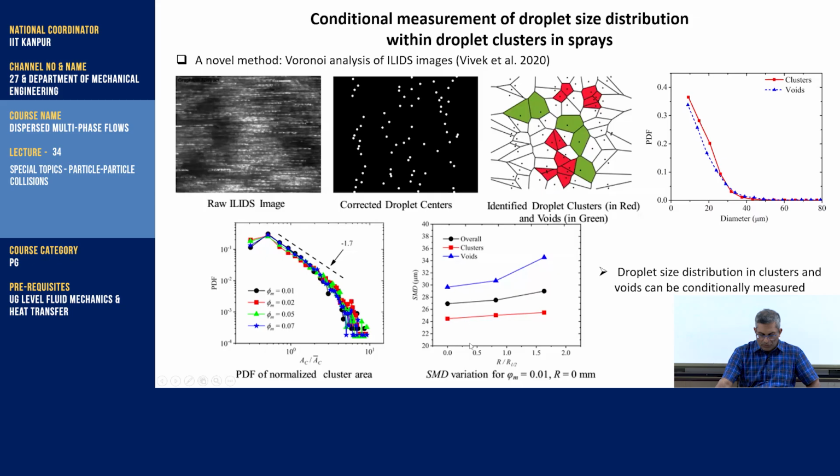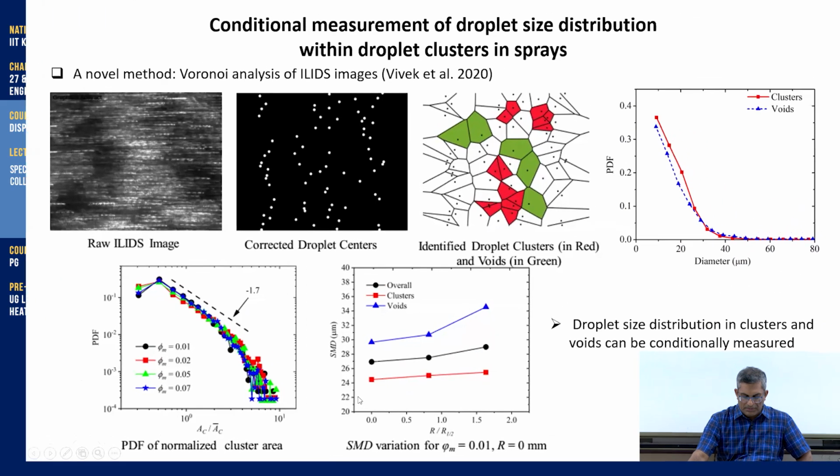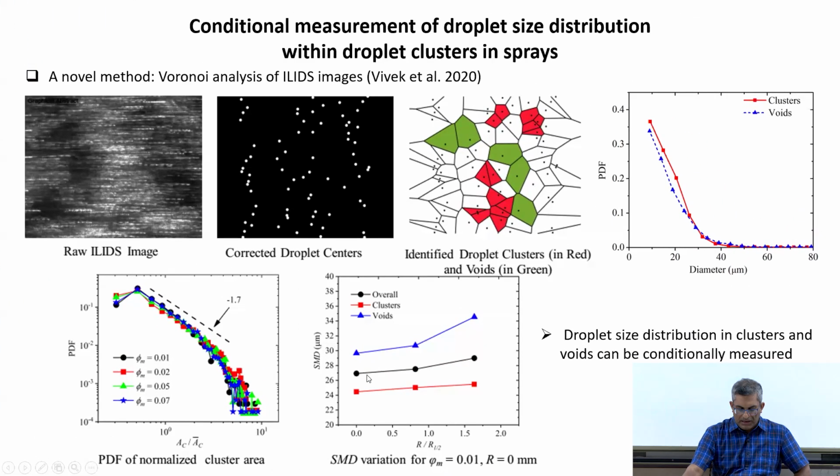as we move, here it shows the radial profile of SMD. So, here you see for all cases there is some change in the SMD as you move from the center of the spray towards the edge of the spray. But what is interesting is this comparison. This black dot shows the overall SMD, that you get from ILIDS directly, but this gives you the size of the clusters only.